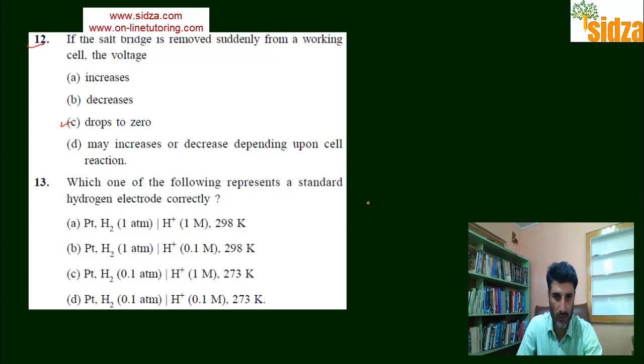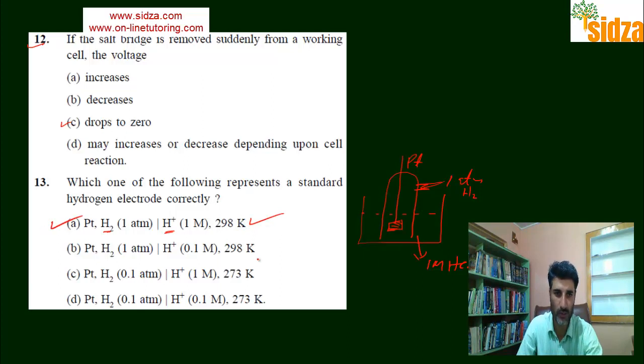We know the standard hydrogen electrode: we have the hydrogen gas, and we pass it through a 1 molar HCl solution. We take hydrogen gas at 1 atmospheric pressure, and we use a platinum wire to make the electrical connectivity. So it is the platinum which we use as the inert metal for the electrical connectivity. Then we have hydrogen and the H plus ion at these concentrations and pressure at temperature 298 Kelvin. So option A is the correct option.